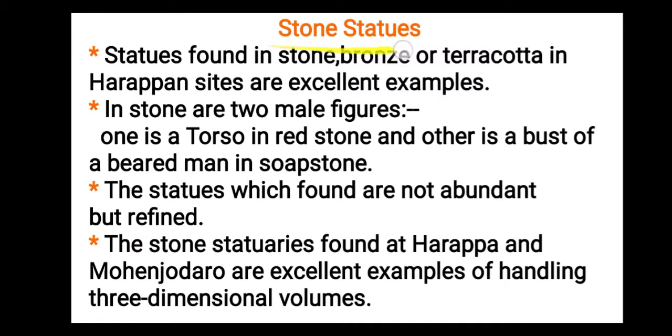So first it is stone statues. Statues found in stone, bronze, and terracotta in Harappan sites are excellent examples. The examples are male figures, one is a torso in red stone, and the other is the bust of a bearded man in soft stone. The statues found are not abundant but refined. The stone statuary found at Harappa and Mohenjo-daro are excellent examples of handling three-dimensional volumes.